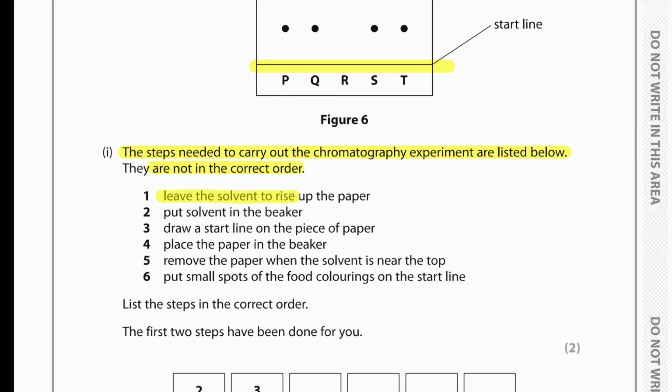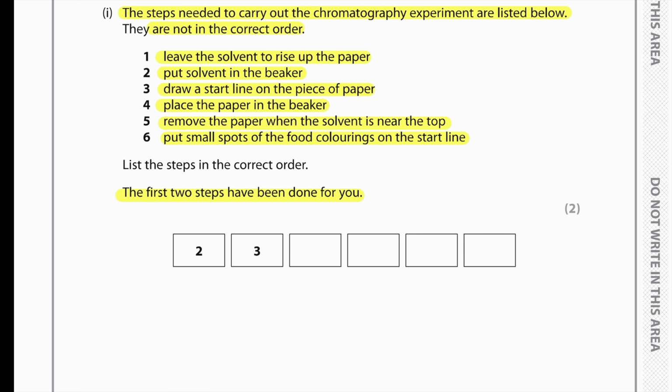Leave the solvent to rise up the paper. Put the solvent in the beaker. Draw a start line on the piece of paper. Place the paper in the beaker. Remove the paper when the solvent is near to the top. Put small spots of food colorings on the start line. The first 2 steps have been done for you. So 2 and 3 is the starting point. So 2 is our 1 and 3 is our 2.